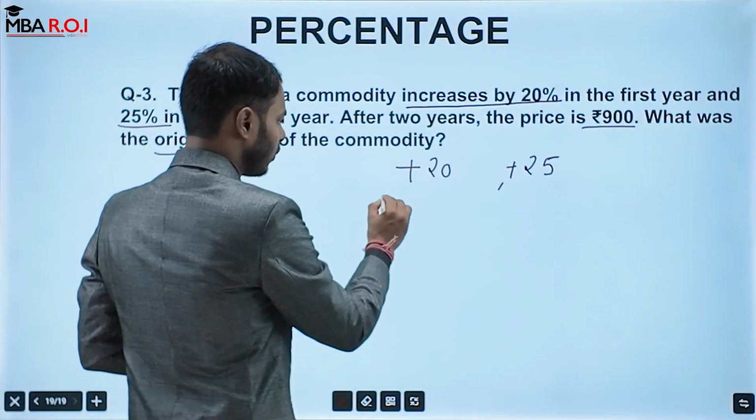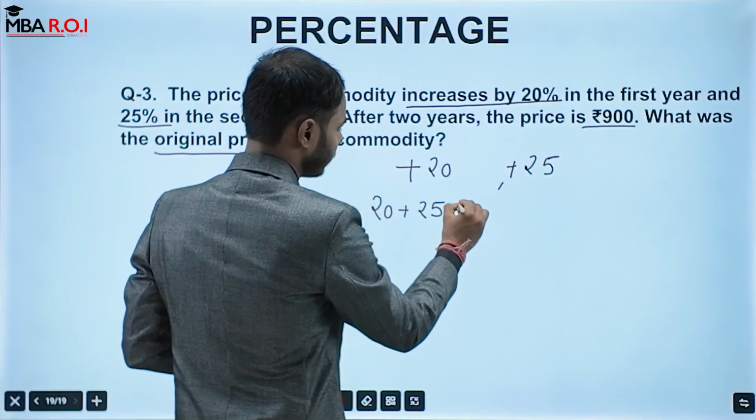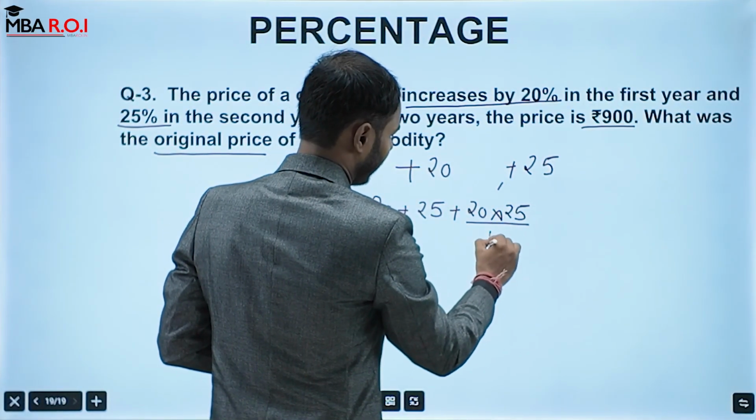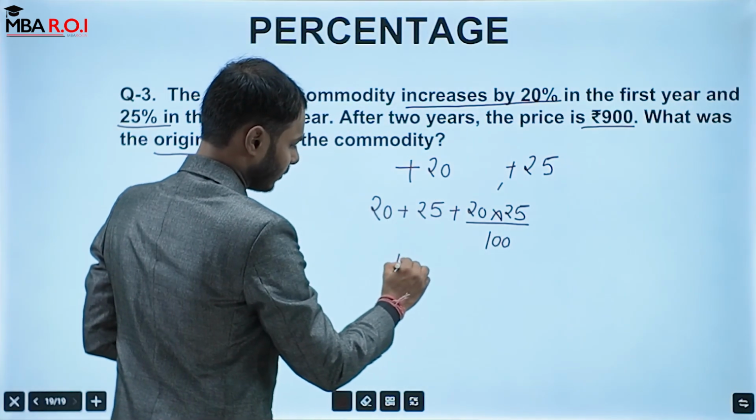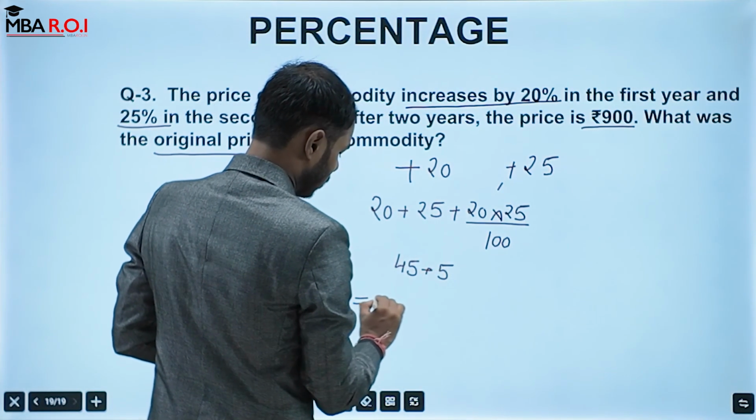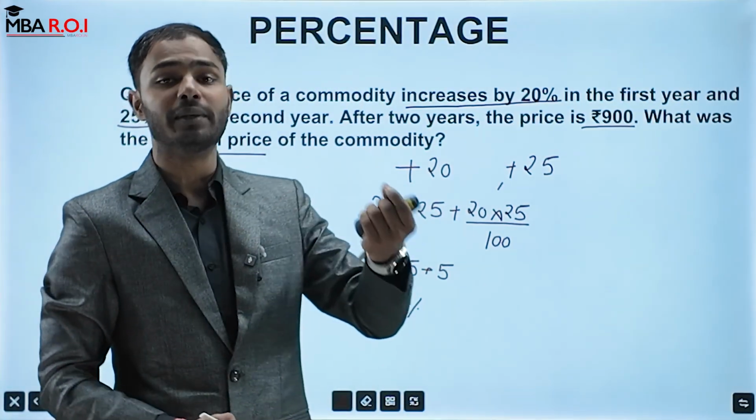So again we can use the formula: 20 plus 25, because they both are positive, so we won't be worried about the sign that much, plus 20 into 25 divided by 100. So this will be 45 plus 5 if you simplify. So finally we will get 50. It means there was an increase of 50%.